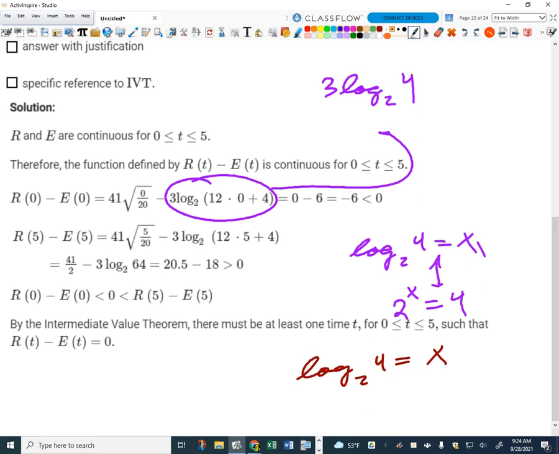So we get 3 times 6 is 18. So I get 41 halves minus 18. 20.5 minus 18. Well, that's a number bigger than 0. So we get a positive result from our difference at 5. We get a negative result at 0. The function is continuous, and so by IVT, it has to have the intermediate value of 0 at least once on that interval.